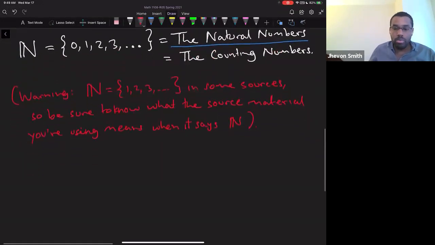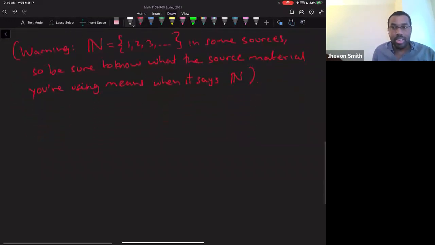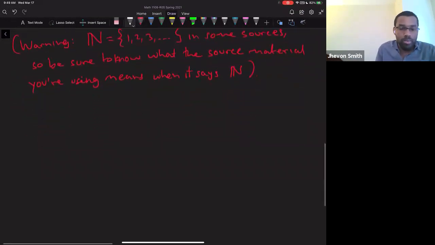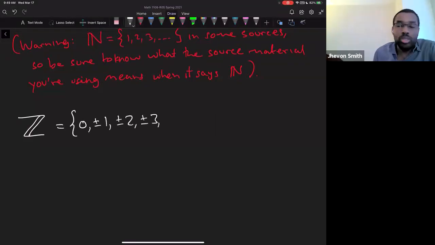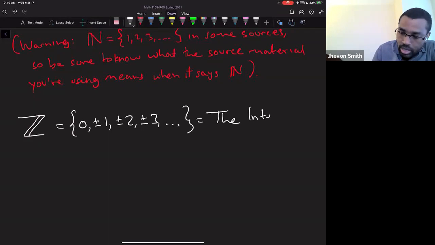So these are the natural numbers. It's an infinite set, right? Like you can keep counting forever. Now, you might be interested in including the negatives. And in such a case, you end up with what we call the integers. So I might want to throw in the -1 and the -2 and the -3 and so on and so forth. And this is called the integers or the whole numbers.